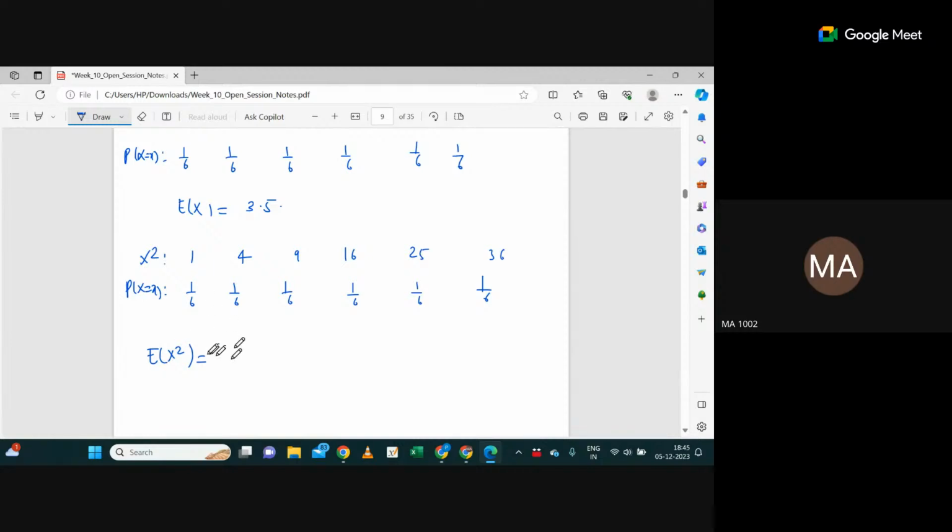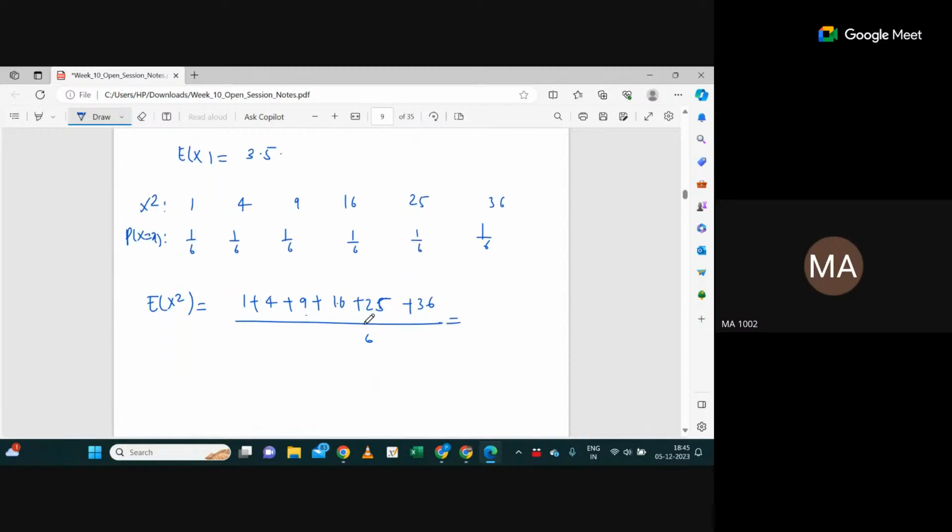I can simply apply this concept, right? 1 into 1 by 6, plus 4 into 1 by 6, and so on. So it will basically be 1 plus 4 plus 9 plus 16 plus 25 plus 36, divided by 6. Let's add this: 1 plus 4 is 5, plus 9 is 14, plus 16 is 30, plus 25 is 55, and 55 plus 36 is 91. So it is 91 divided by 6, right?